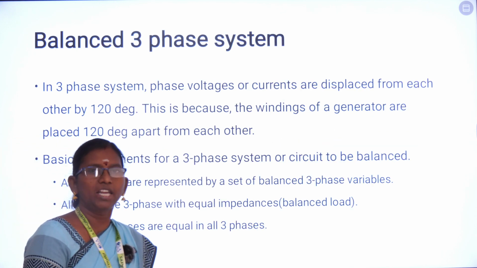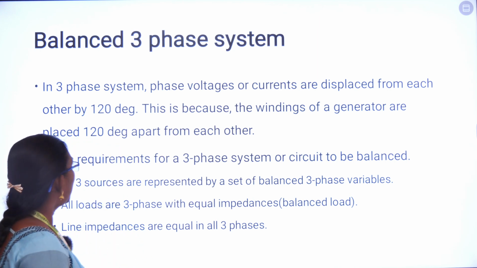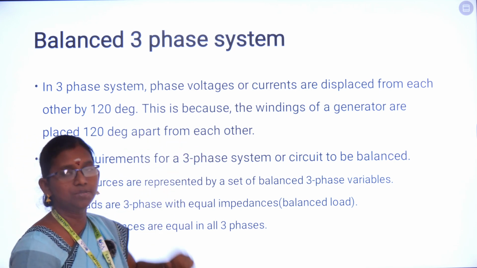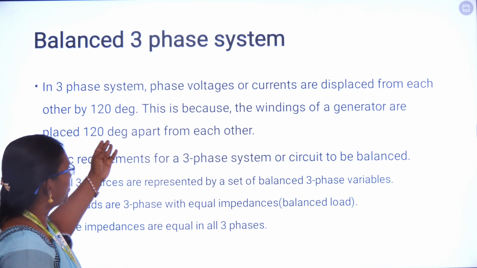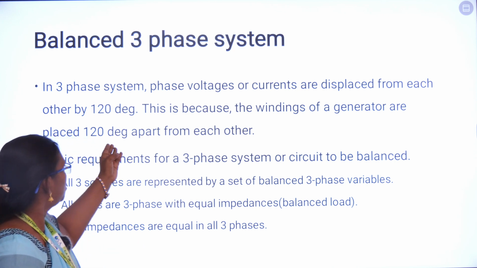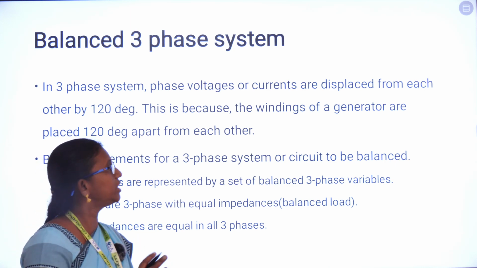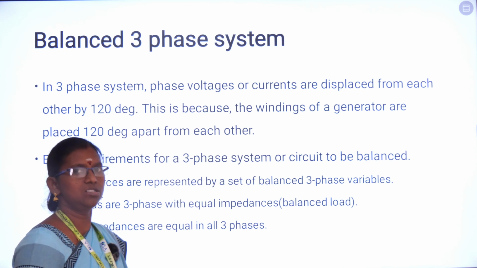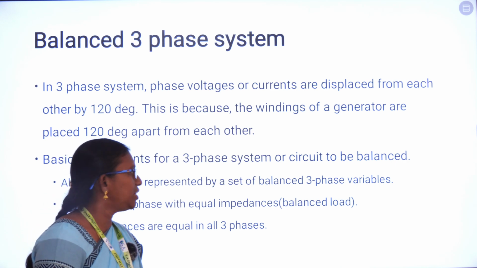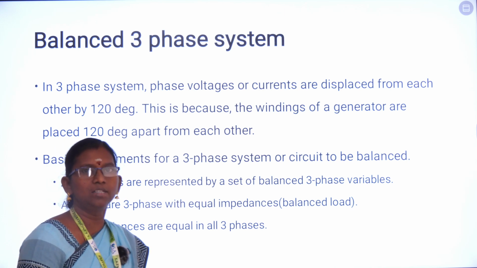A three-phase system can again be classified into two: a balanced system and an unbalanced system. In a balanced three-phase system, the phase voltages or currents are displaced from each other by 120 degrees. Why? Because the windings of the generator are displaced by 120 degrees from each other. That is the reason we get the 120 degree phase shift between each phase's currents and voltages. And what are the basic requirements for a three-phase system or circuit to be called a balanced circuit?